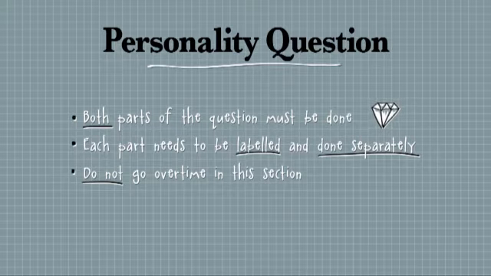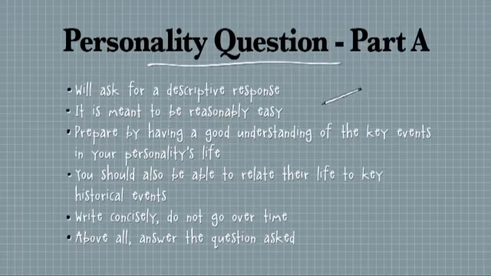Ensure that you only give 45 minutes to the entire question so that you've left time again for the last question you're going to do. If we look at part A of this, it will generally ask you for a descriptive response. In other words, it's meant to be reasonably easy as compared to other questions in the paper. Prepare for this question by having a very good understanding of the key events in your personality's lifetime, and also be able to relate those key events to key historical events in their lifetime. Write concisely, don't go over time, and above all, answer the question asked.